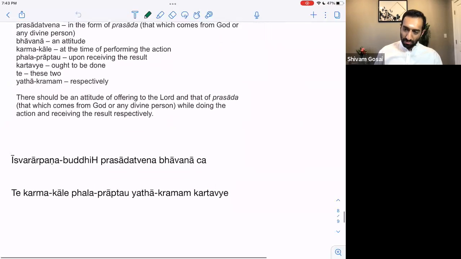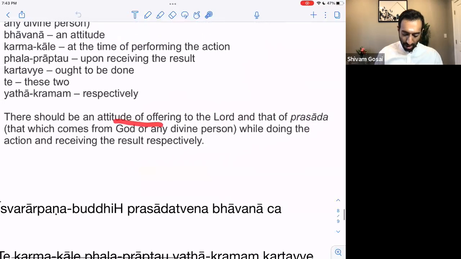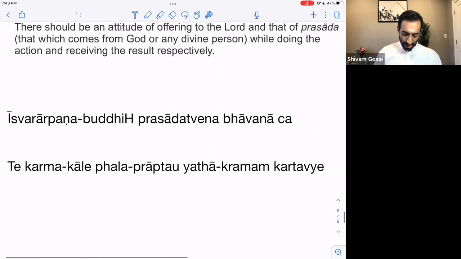Just getting the overall meaning before we look at each word: there should be an attitude of offering to the Lord, Ishwararpana buddhi, and that of prasada, prasada buddhischa, while doing the action, karma kale, and receiving the results, phala prapto, respectively, yathakramam. So the meaning is clear? I just changed the word order slightly, but it's not too much different from the original shloka.